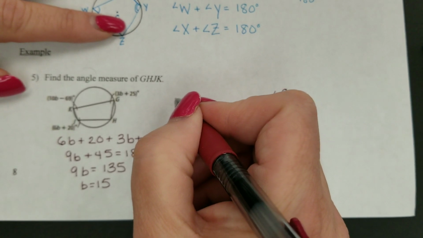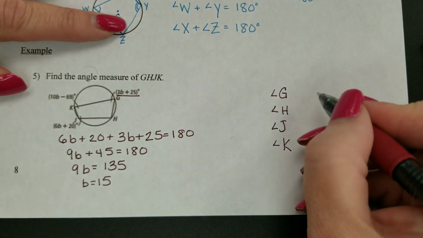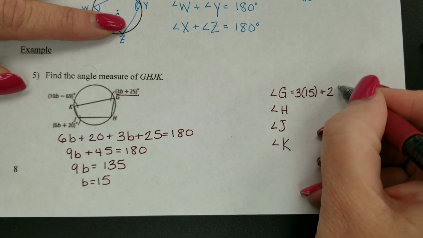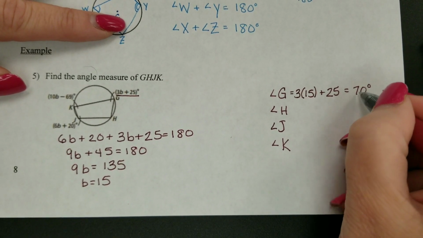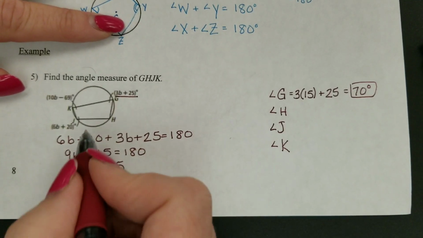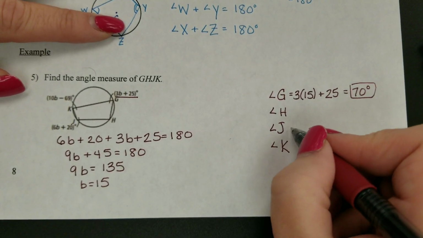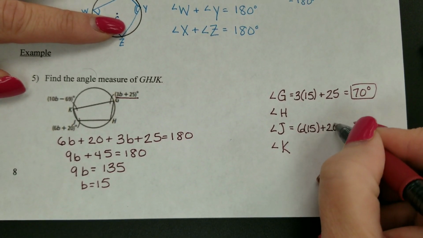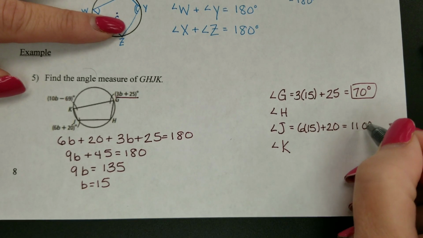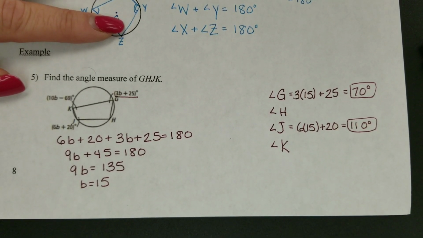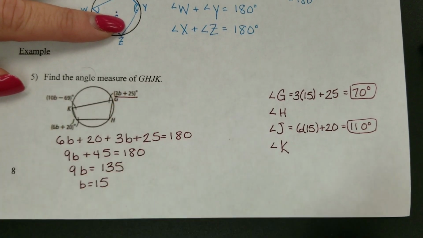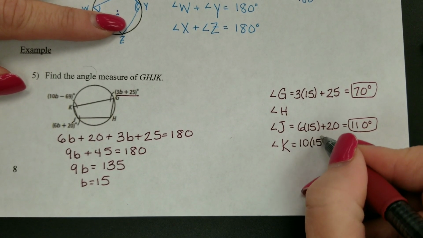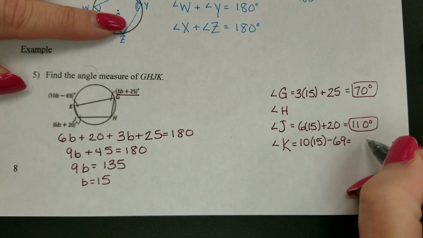So G is going to be 3B plus 25. So I'm going to go 3 times 15 plus 25. That's going to give me 70 degrees. J is going to be 6 times 15 plus 20. And that's going to give me 110 degrees. And notice that 70 plus 110 do equal 180. I also can find angle K by substituting 15 in. I'll have 10 times 15 minus 69, and that equals 81.